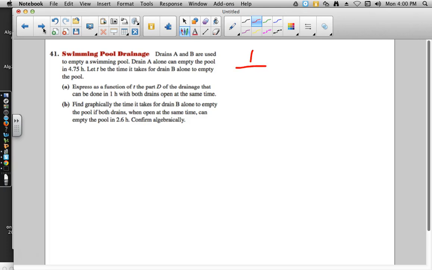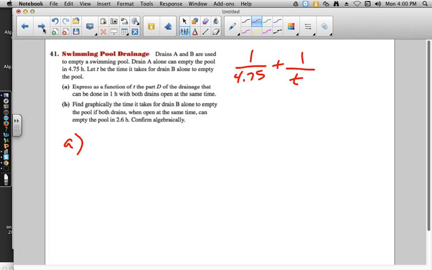We've got one pool, and A takes care of that in 4.75 hours. But we don't know about B. I'm just going to use T for that. That's the time it will take for B. So, part A says, express as a function of T, the part D of the drainage that can be done in 1 hour with both drains open at the same time.